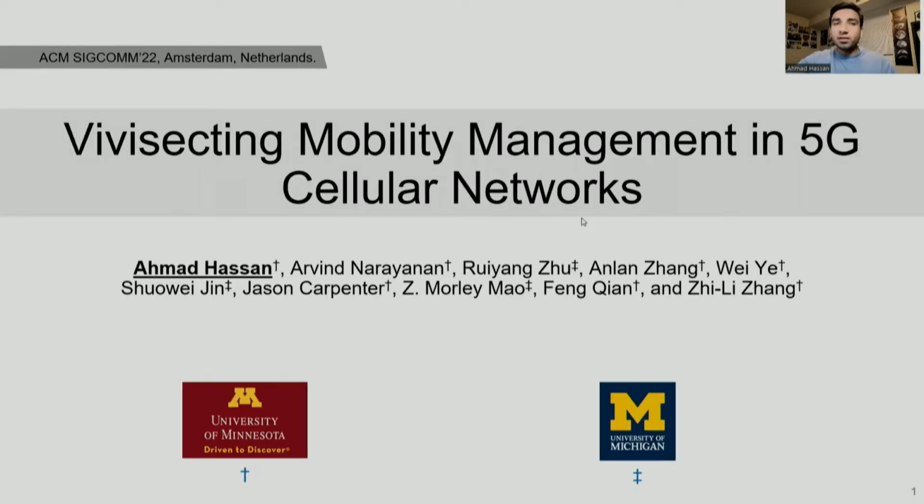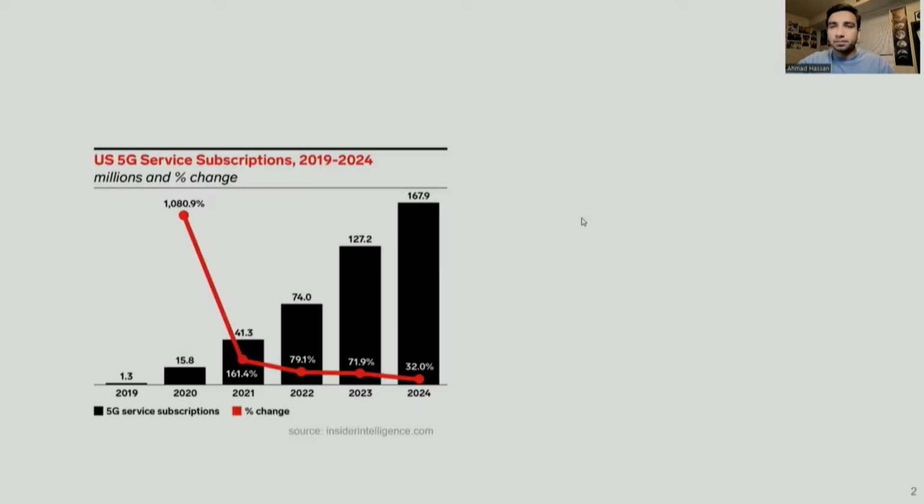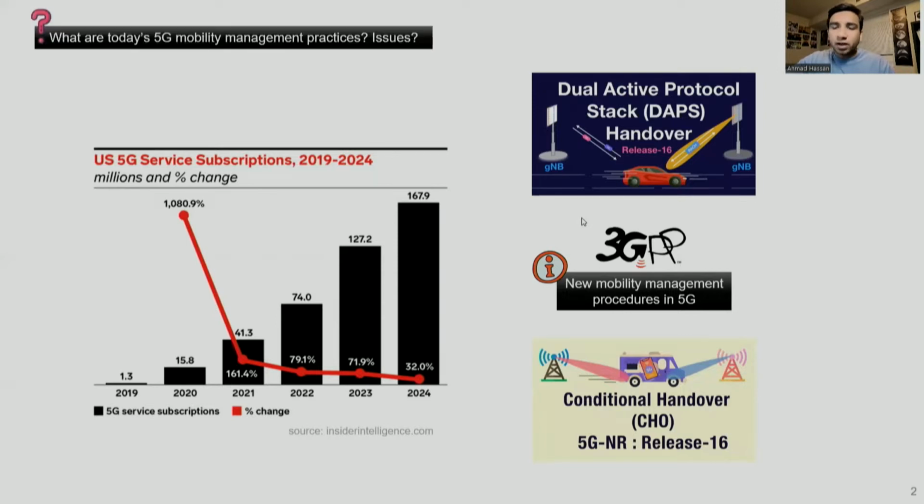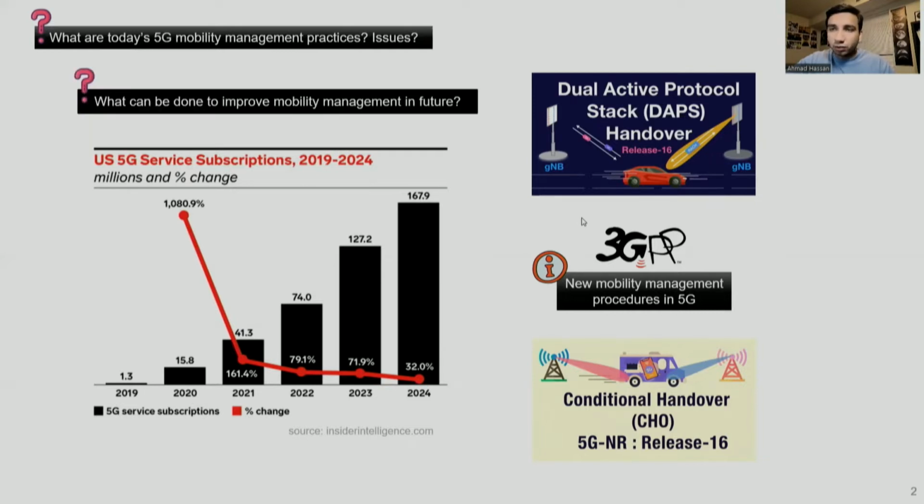Hi everyone, my name is Ahmed Hassan, and today I will be presenting our work, Vivisecting Mobility Management in 5G Cellular Networks. 5G networks have been growing very fast since their inception, and improved mobility was one of the promising features of 5G. We noticed that mobility management practices of today's 5G are still unknown. In our work, we identify these practices, highlight their issues, and describe what can be done to fix these issues so that mobility can be improved in the future.